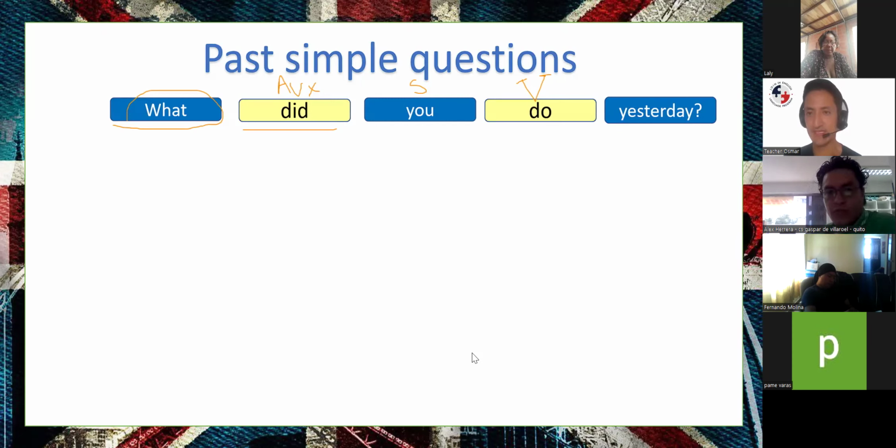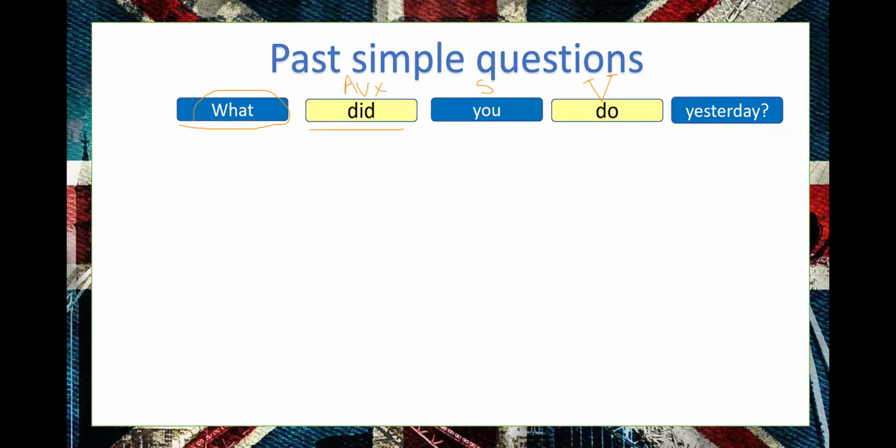Okay. In your case, can you please tell me, Pame, what did you do yesterday? Ir al trabajo. Yesterday, I went to work. Excellent. Yesterday, I went to work. Perfect. So, my dear students, that is the structure, okay? What did you do yesterday? ¿Qué hiciste ayer? What did you do yesterday?